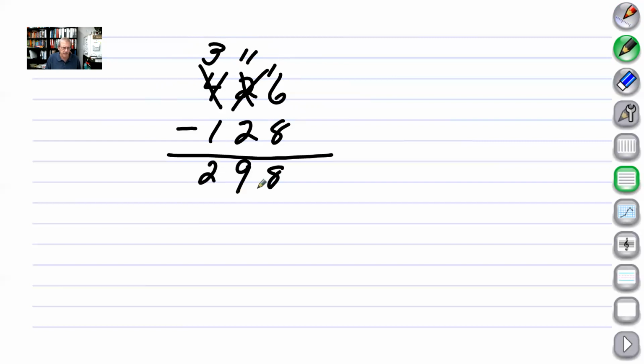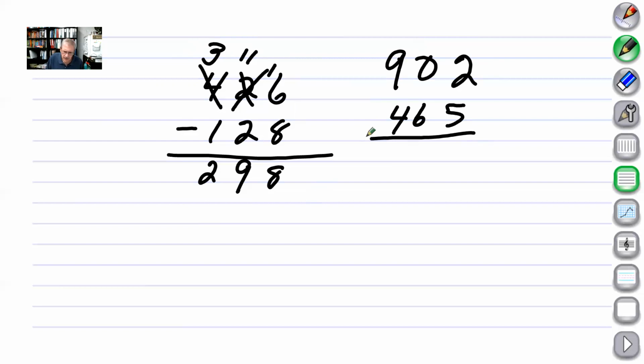And again, I could check it by adding it together. It should come up with the right answer. Okay, here's a tricky one. And I do it differently than a lot of people. This one I look at this way. Okay, subtracting. I can't subtract 5 from 2, right? But I want to borrow. And maybe you were taught, okay, you try to borrow from the 0, you have nothing there. So you borrow from the 9. Let me do it the long way.